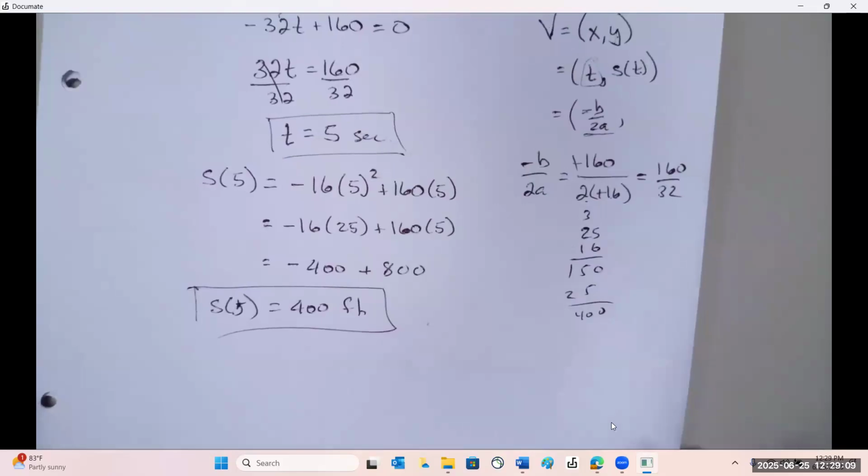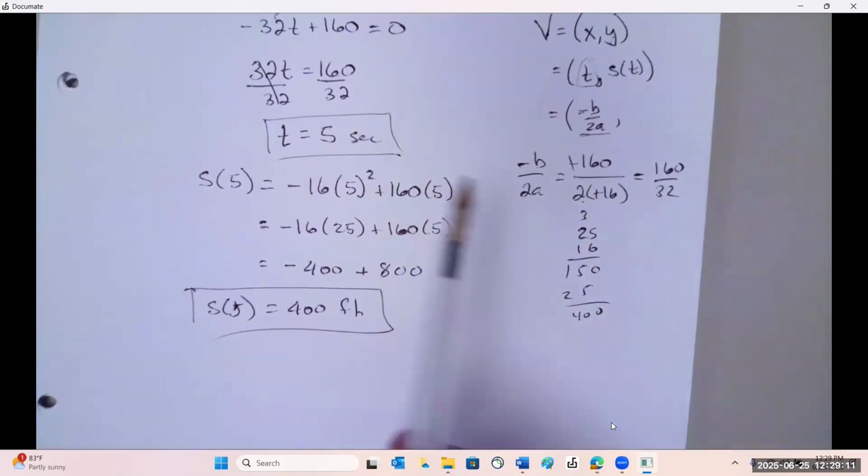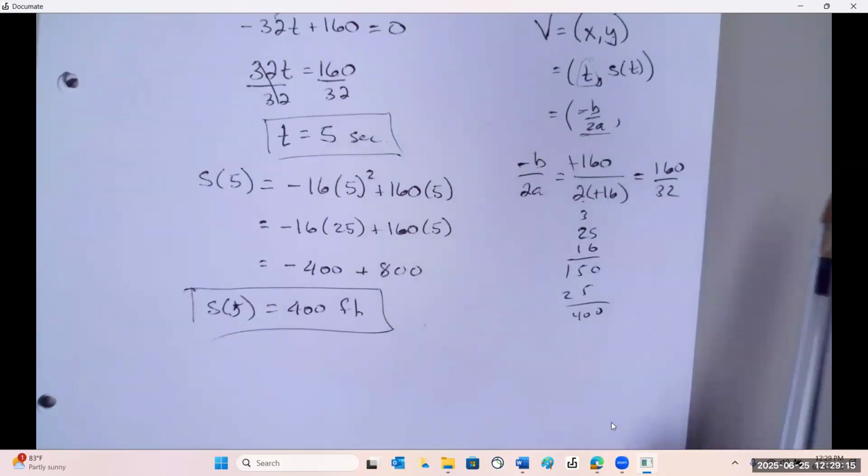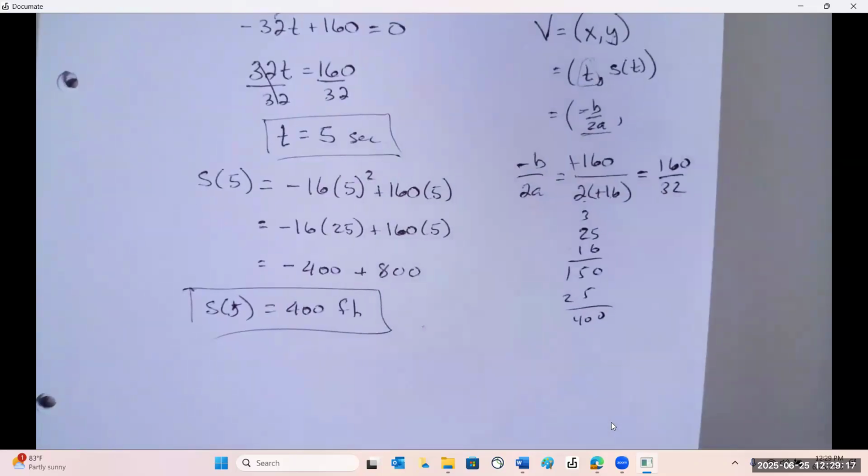Any question about that? So we can either use calculus, take the derivative, set it equal to 0, or use algebra, which we know the same formula. We could just do that.